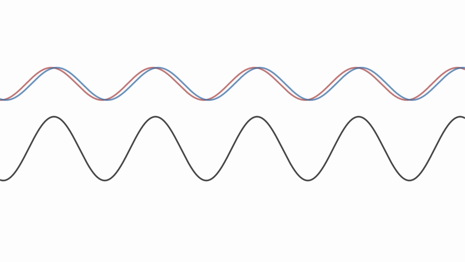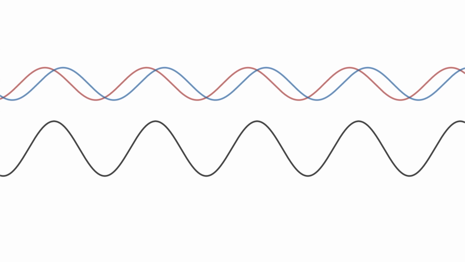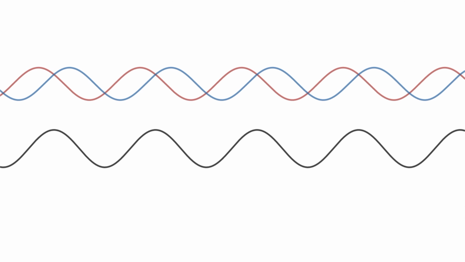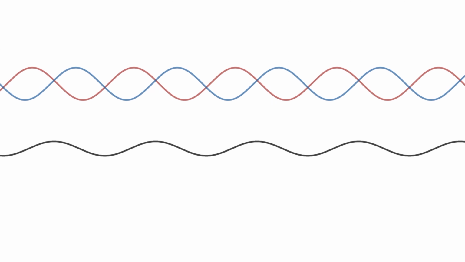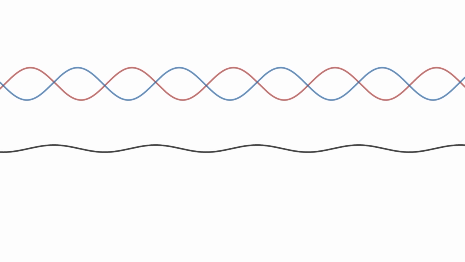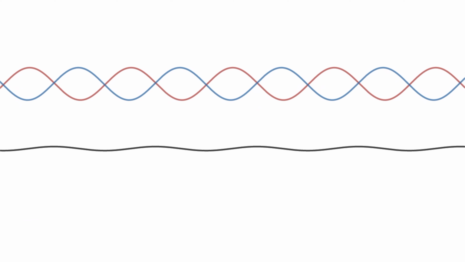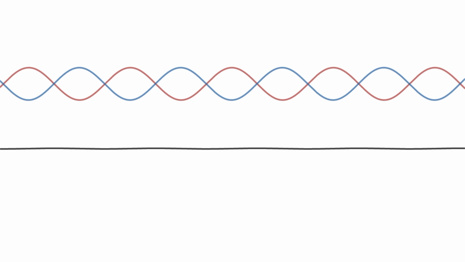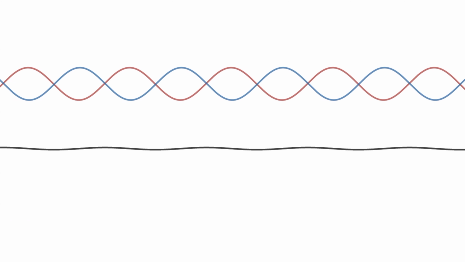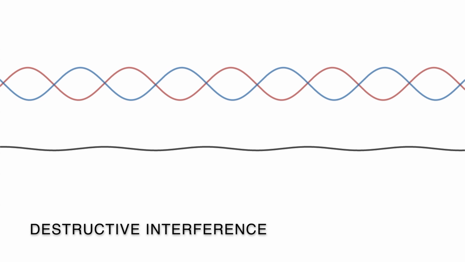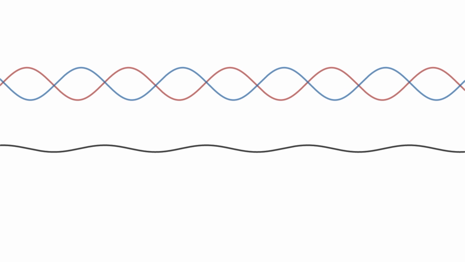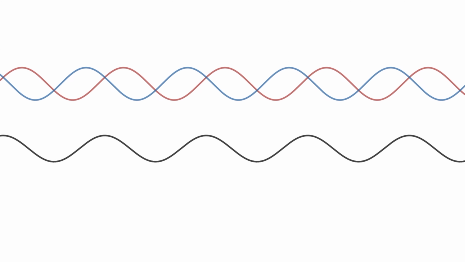What if we had waves that were out of sync? The troughs of one wave coincide with the peaks of the other wave. The waves would cancel each other out. The peaks are all cancelled out by the troughs of the other wave. The high part of one wave cancels out the low part of the other wave. The black wave is flat because it's the result wave. Destructive interference.